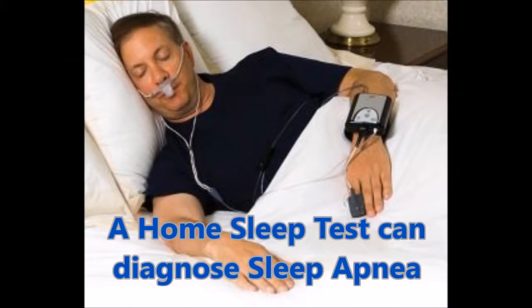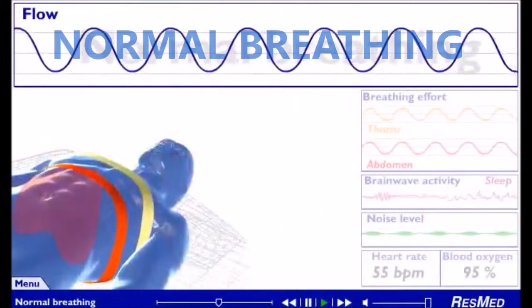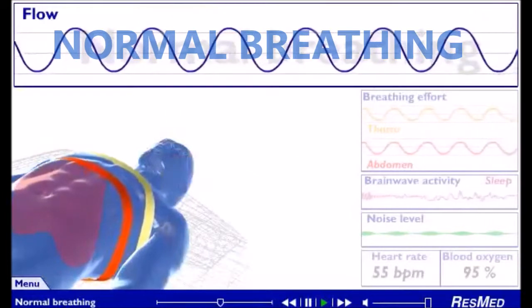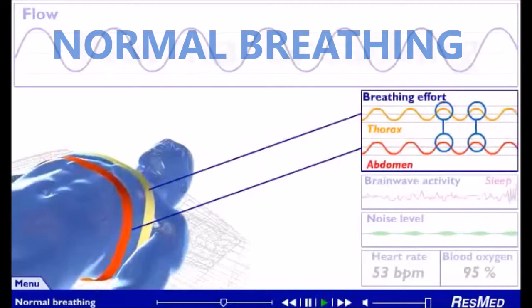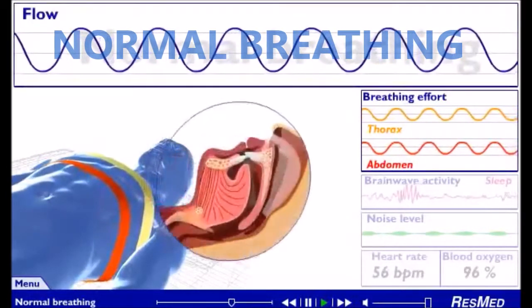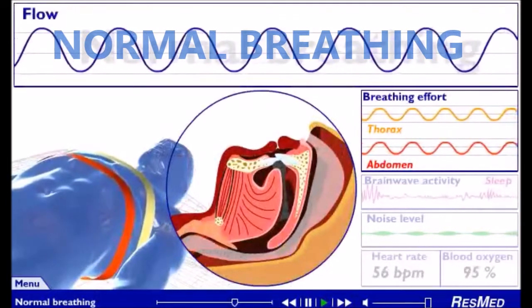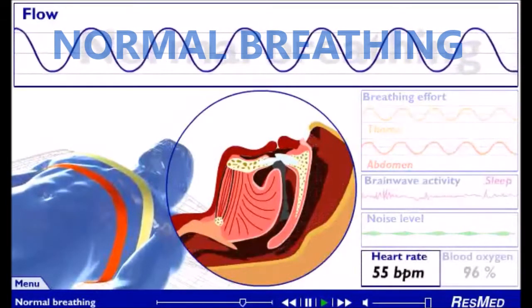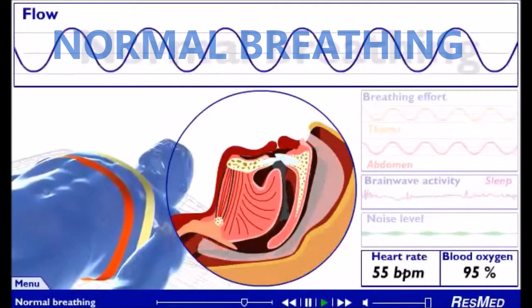A simple 3-sensor home sleep test can provide all the information needed to diagnose sleep apnea. This illustration demonstrates the data results from a home sleep test. A chest band measures breathing effort, which corresponds to waveform data. A pulse oximeter is worn on the finger, which measures heart rate and oxygen levels.